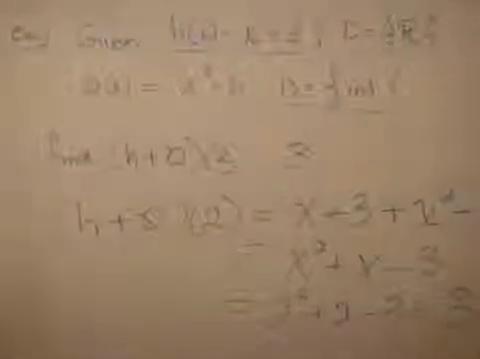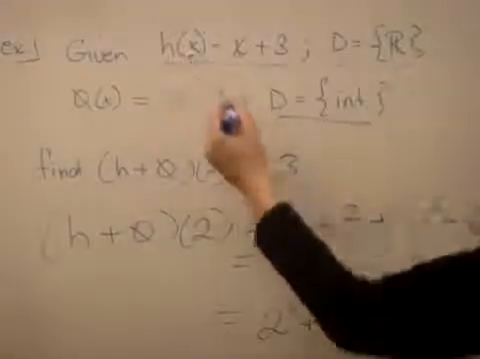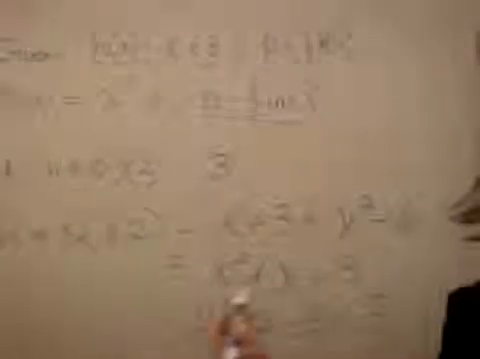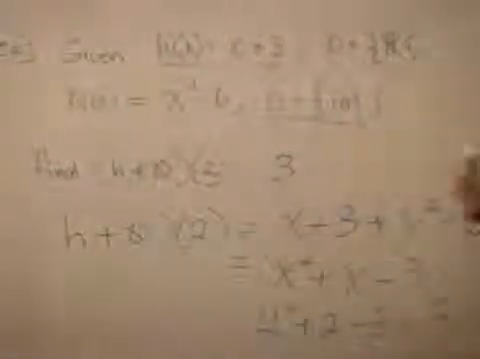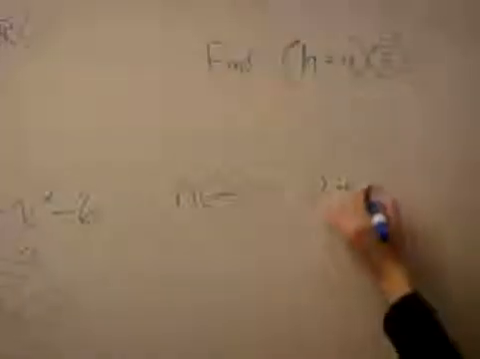If you don't like that method, we can evaluate the h function with 2 in it and the O function with 2 in it and add those two answers together. So let's try that way. Let's do h of 2. We go to our h function, it's x plus 3. Where I see the x, I'm going to put a 2. So that's 2 plus 3, and that gives me 5.